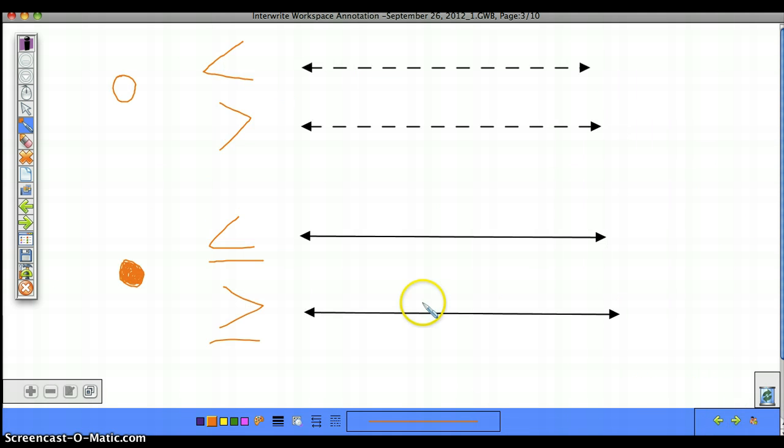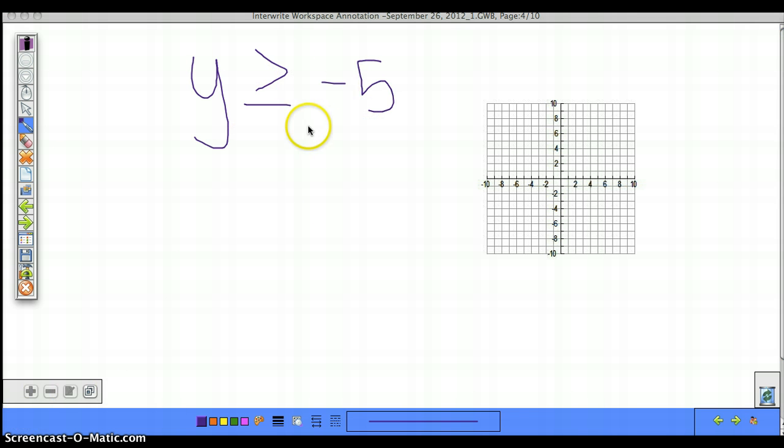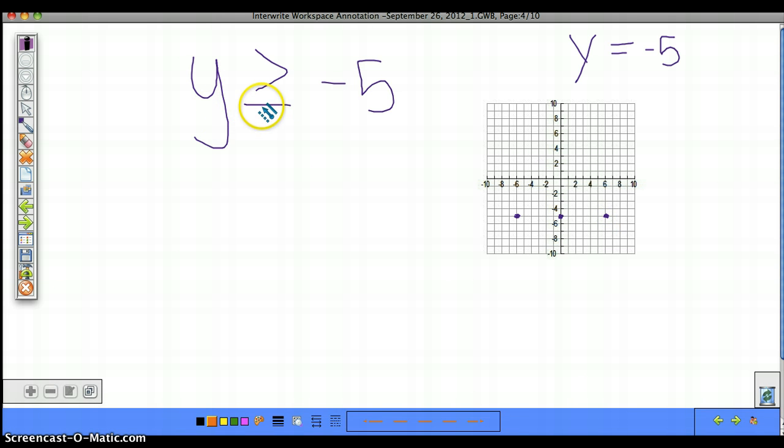Let's try another one. So if I were to graph the line y is greater than or equal to -5, let's try that one. So first we're going to graph our line. Just like if we had y equals -5, we are going to have a horizontal line at -5. I'm going to plot a few points here. And this one is underlined, so this one is going to be a solid line at y is -5.